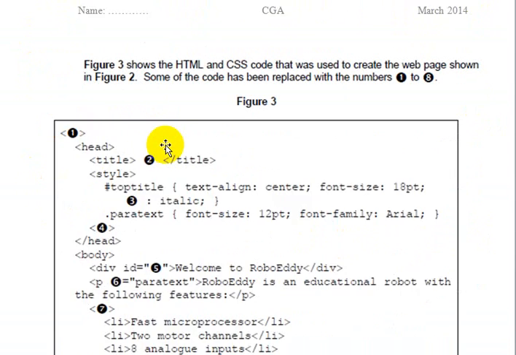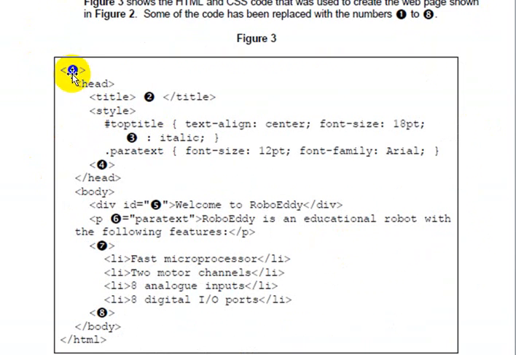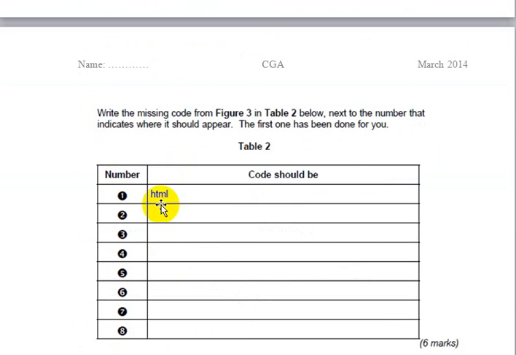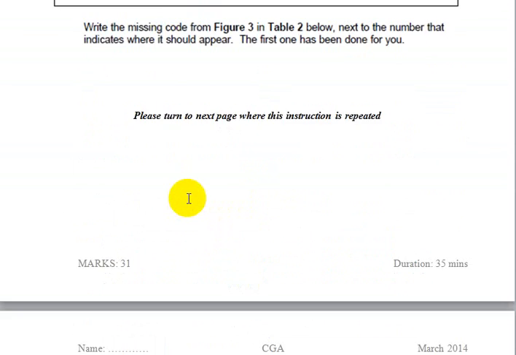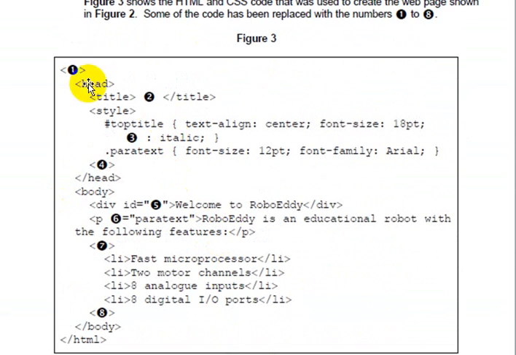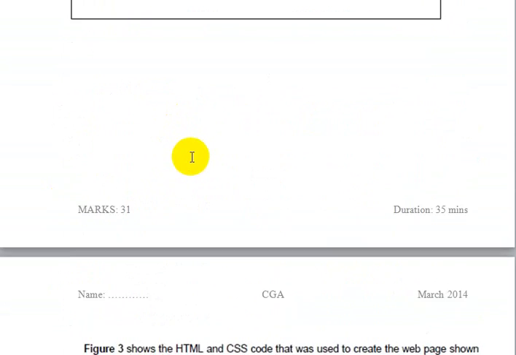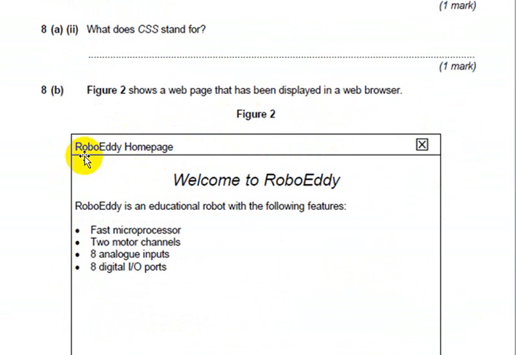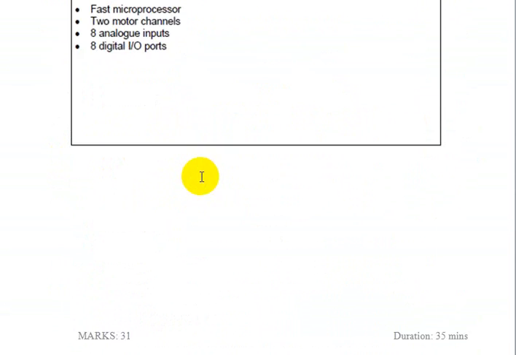So if we go to our HTML, well, we've got to open with HTML, and guess what? It's been given to you. Drats, you should have known that and got another mark. But anyway, and there we've ended our HTML. So all of this is encapsulating the HTML. There's the title. RoboEddy homepage. There's the title.